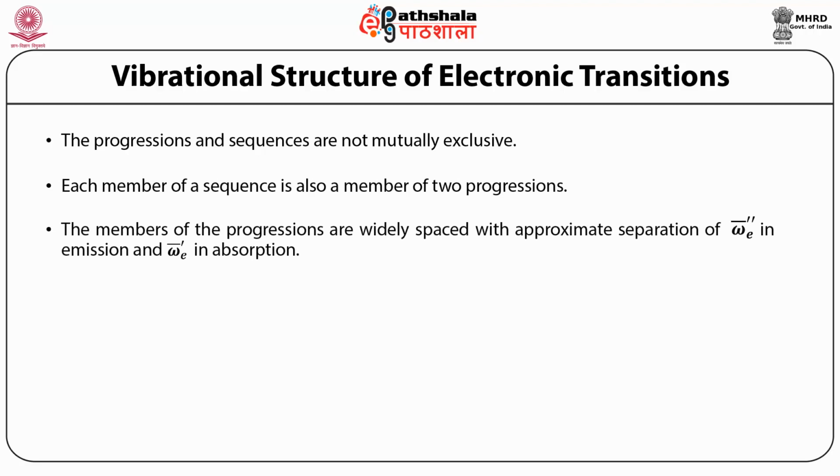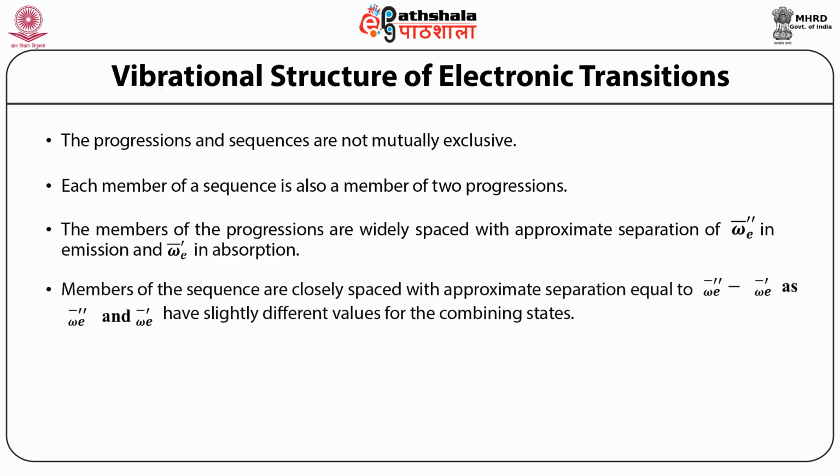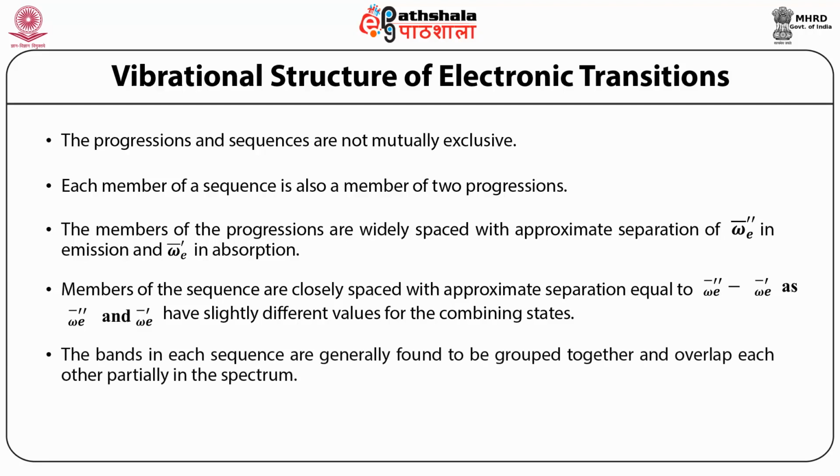The members of the progressions are widely spaced with approximate separation of ω_e'' in emission and ω_e' in absorption. Members of the sequence are closely spaced with approximate separation equal to ω_e'' minus ω_e', as ω_e'' and ω_e' have slightly different values for the combining states. The bands in each sequence are generally found to be grouped together and overlap each other partially in the spectrum.